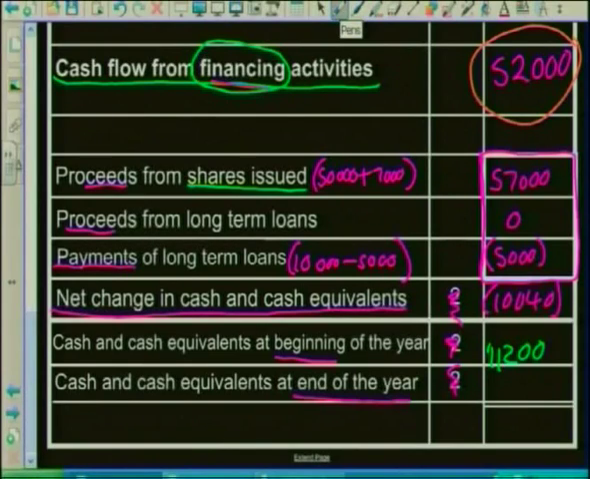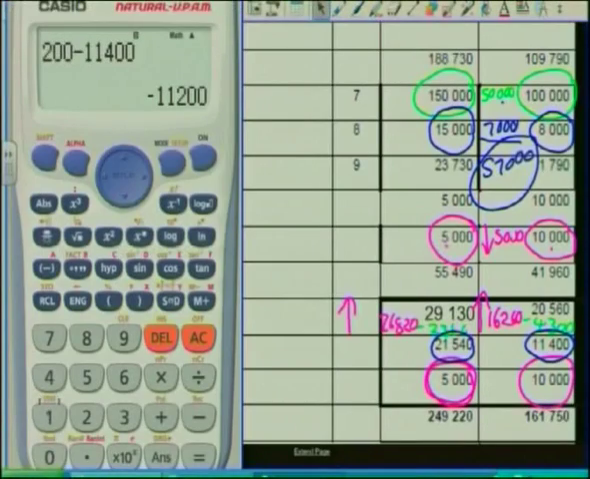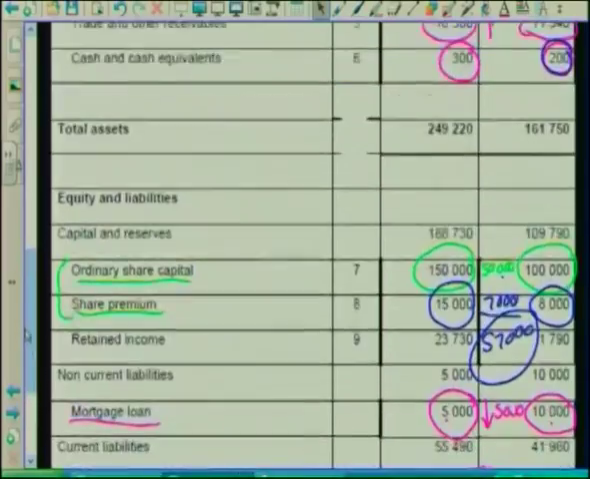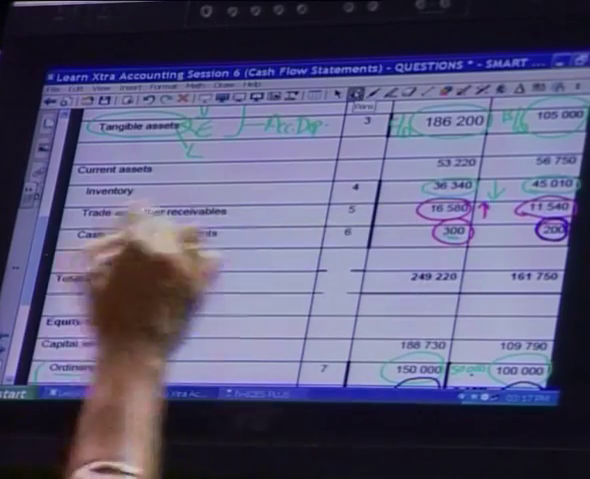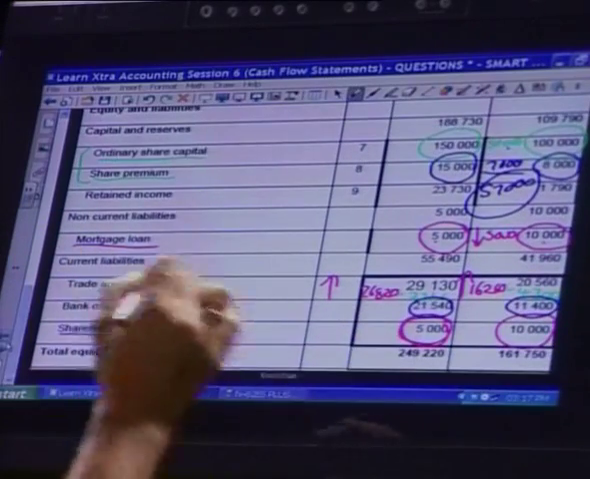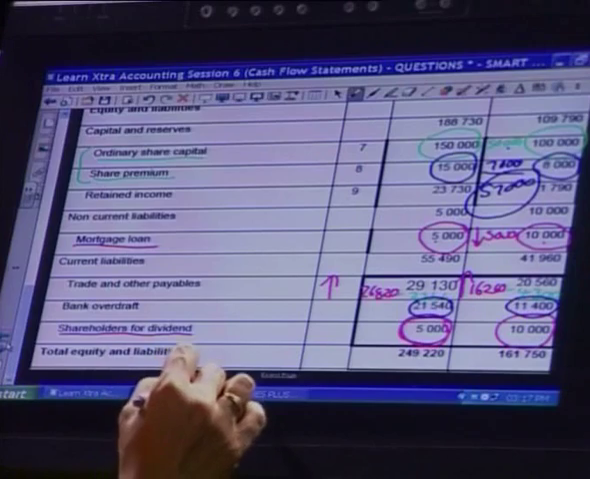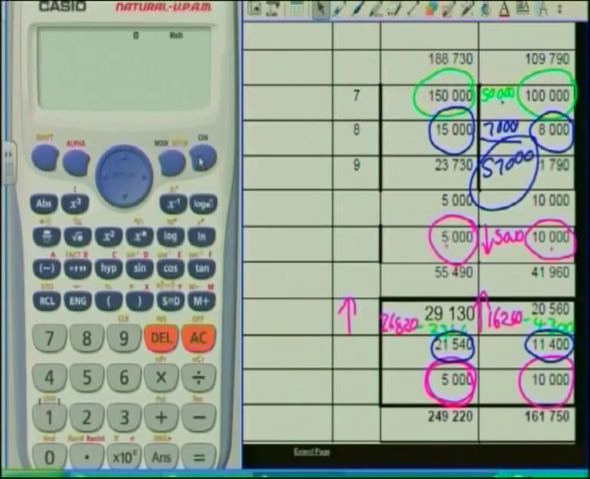Right, let's now look at what was your cash and cash equivalent at the end of the year. So again, guys, we're going back to that balance sheet. At the end of the year, I obviously had cash and cash equivalent, a positive amount of 300. There we go. And then we also had a bank overdraft of 21,540. So again, on our calculators, we had that positive amount of 300 minus my overdraft, 21,540, to get 21,240. It's a negative amount, got to be shown in brackets. So that was my cash and cash equivalent at the end of the year.